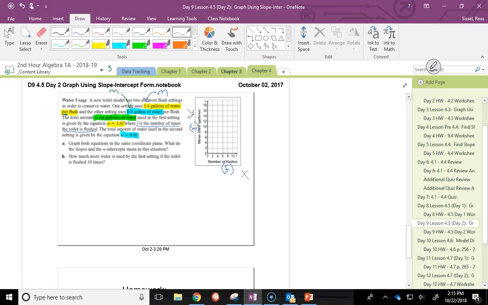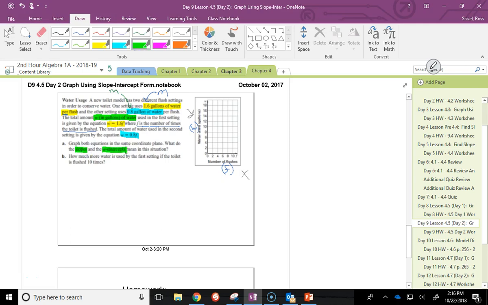It says, A, graph both equations in the same coordinate plane. What do the slopes and W-intercept mean in the situation? So I know I'm going to have to solve the problem. I don't like using purple. That kind of was hard to read. Let's use this one. So I want to know what the slope and intercept mean in this situation.